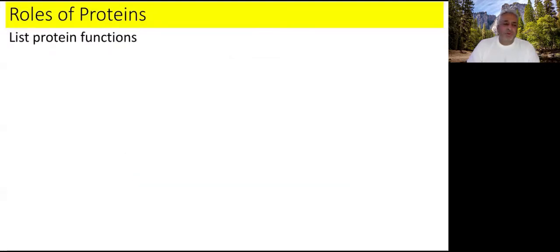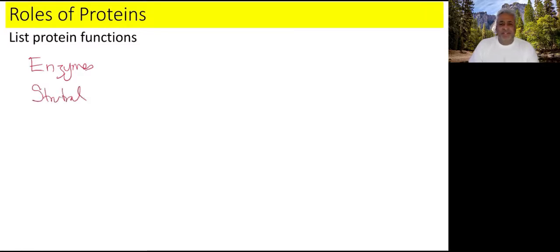Let's move on to specify some roles of proteins within living systems. Students have no problem listing a couple of these, but any more than that, they tend to struggle. So let's start with the most obvious from the previous slide. So proteins function as enzymes, accelerating chemical reactions. The second most obvious answer is that proteins have a structural role.